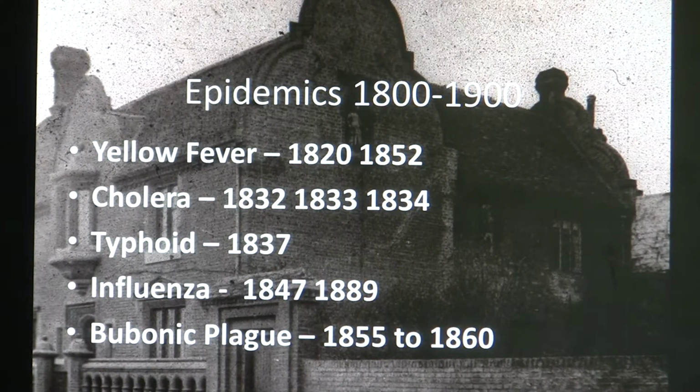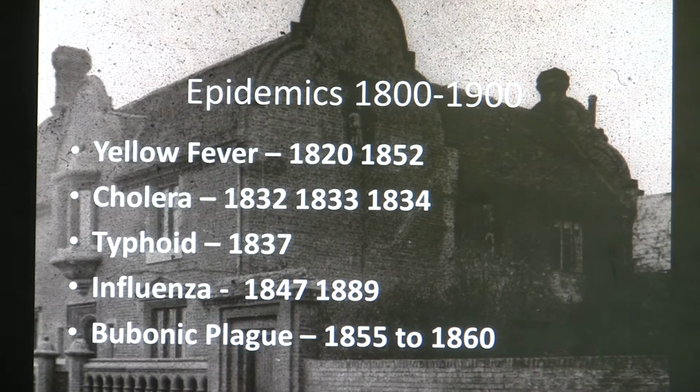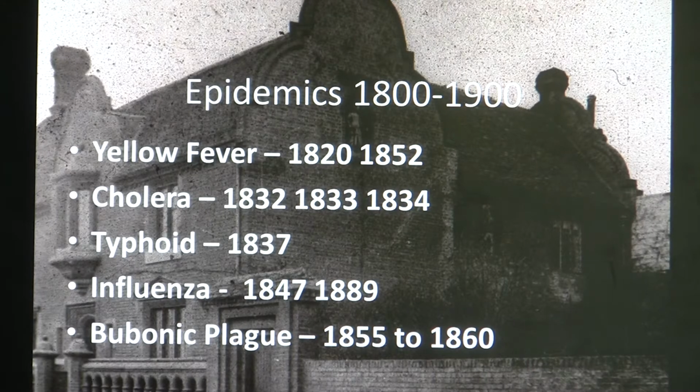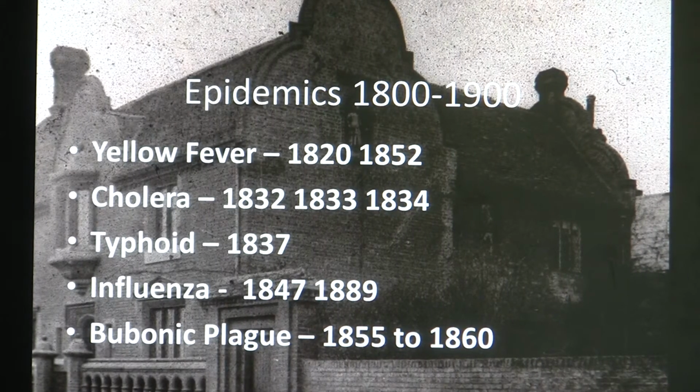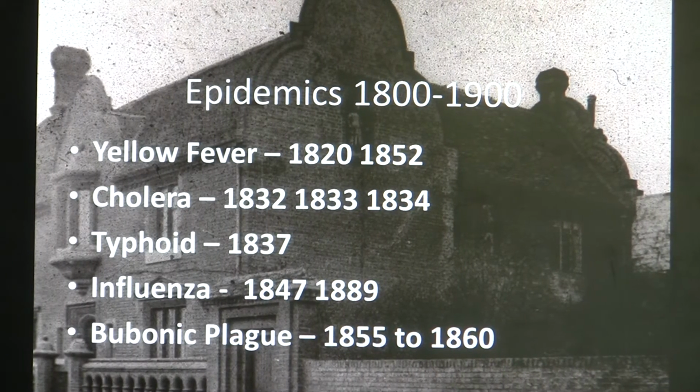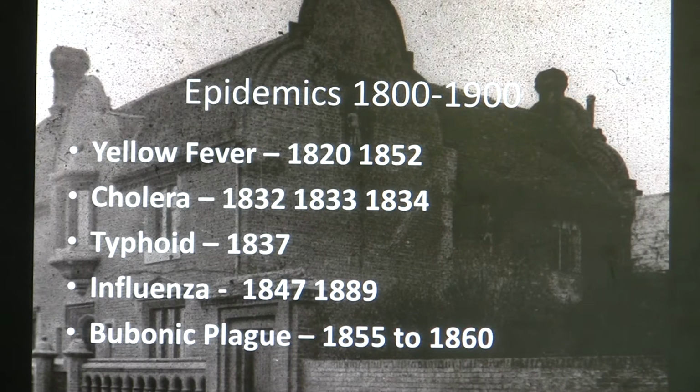The influenza epidemics of 1847 and 1889 were particularly severe in the northeastern United States. And last, of great severity, was a bubonic plague which affected the whole nation between 1855 and 1860. So as you can see from this collection, the country, prior to the Civil War, had experienced a number of health problems.